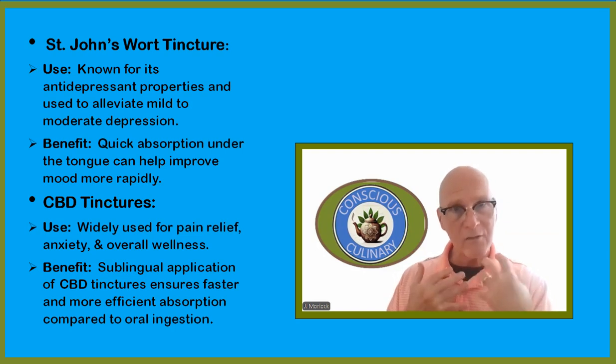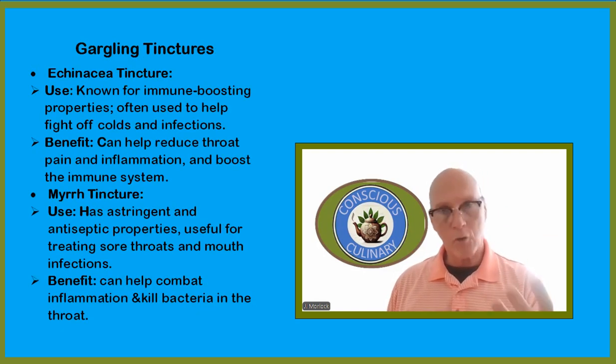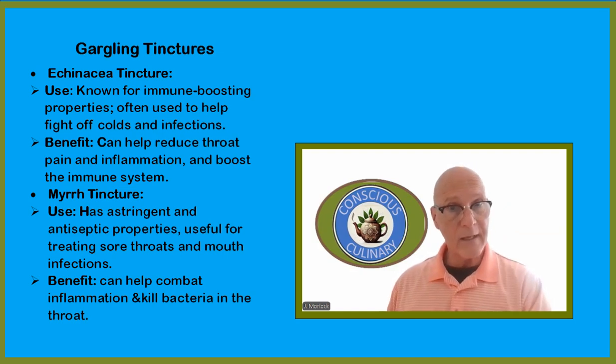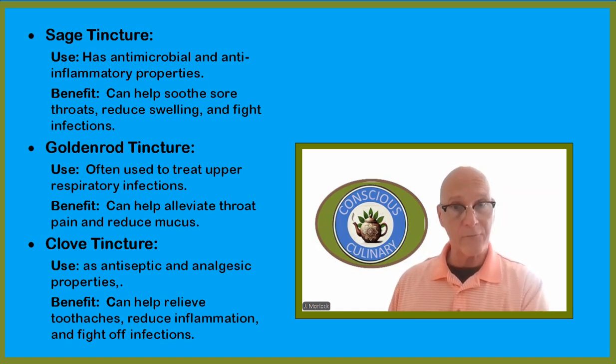There are gargling tinctures, commonly used for gargling, in other words, for helping sore throats and reducing inflammation, fighting infections. A few of those are the echinacea tincture I talked about. There's a myrrh tincture. It's used for treating sore throats and mouth infections. Sage has antimicrobial and anti-inflammatory properties. It makes it a popular choice for oral health and gargling with a tincture made from it. There's also goldenrod tincture, which has respiratory benefits, and it's used to treat upper respiratory infections.